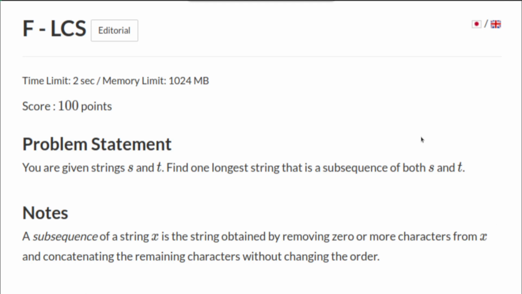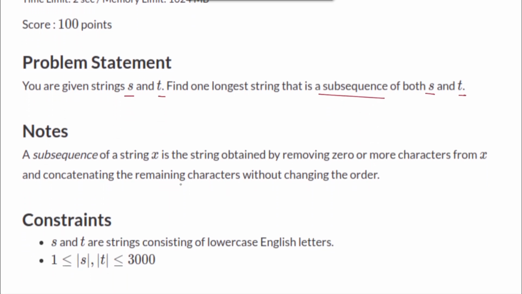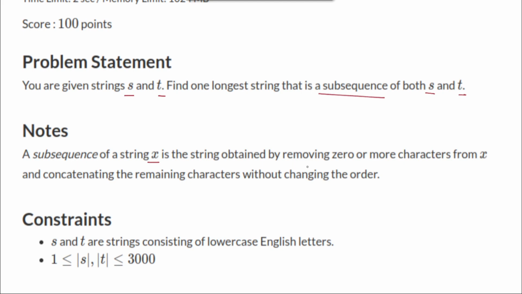Hello and welcome back. This is problem F, LCS, from the AtCoder Educational DP Contest. We are given strings S and T, and we need to find the longest string that is a subsequence of both S and T. A subsequence of a string X is the string obtained by removing 0 or more characters from X and concatenating the remaining characters without changing the order.